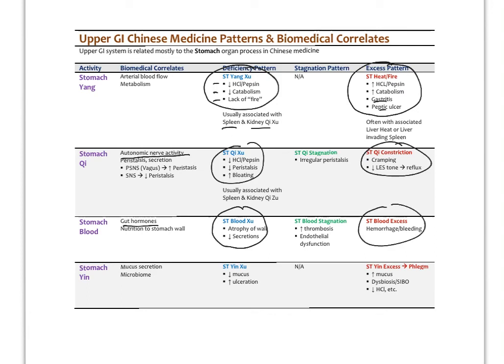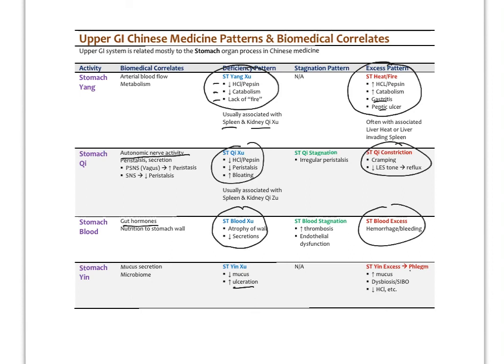And then stomach yin would be more the mucus secretion, microbiome. There's not a lot of microbiome in the stomach except for H. pylori, but there's a lot of mucus. And so mucus deficiency, we're going to see increased ulceration. Again, remember that NSAIDs like aspirin in particular will block the production of mucus in the stomach, and that can predispose a person to ulcers or gastritis. Remember, gastritis is just inflammation at the mucosal layer, whereas an ulcer goes down into the submucosa or even deeper.